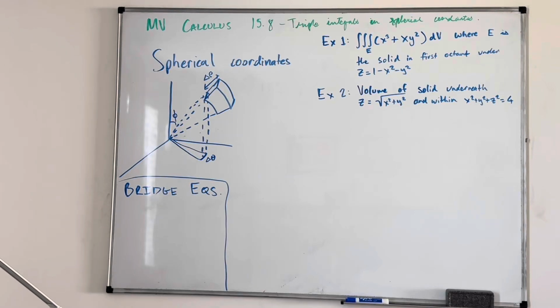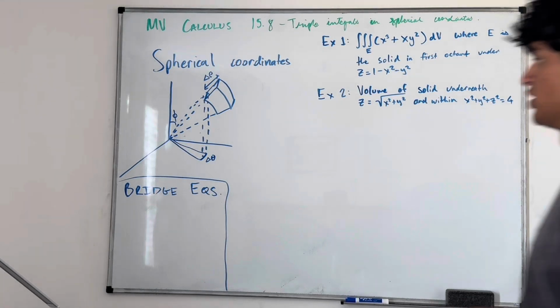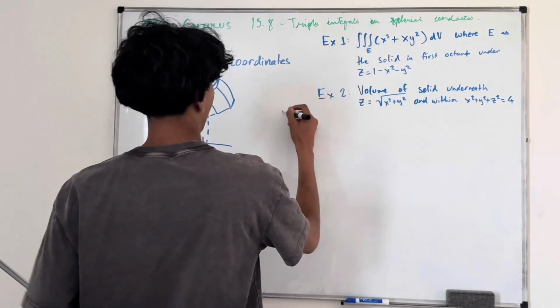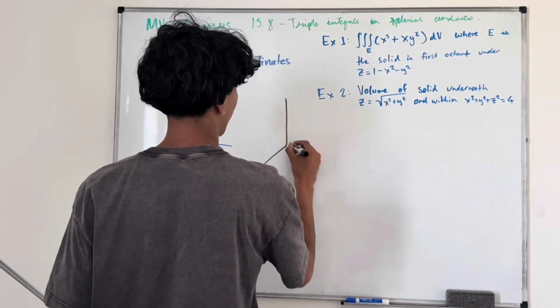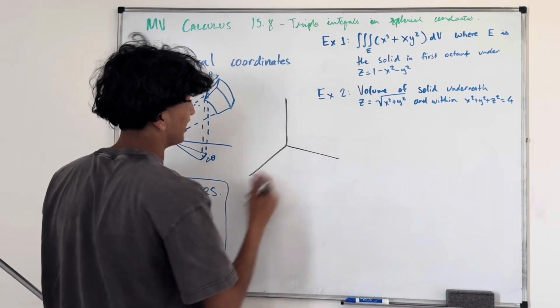So we did cylindrical coordinates. Now we're going to talk about spherical coordinates. The way that spherical coordinates work is, if I were to just draw a new axis real quick, you take in a certain distance from the origin, rho.